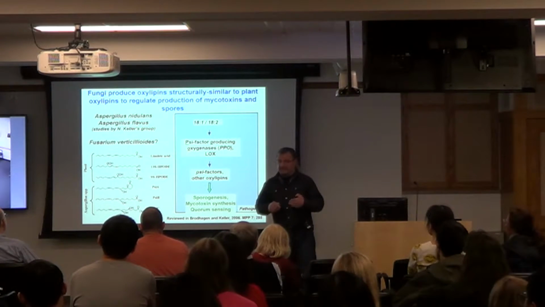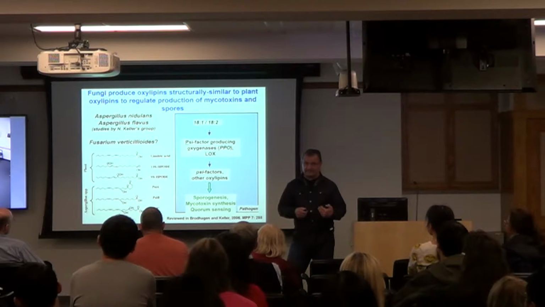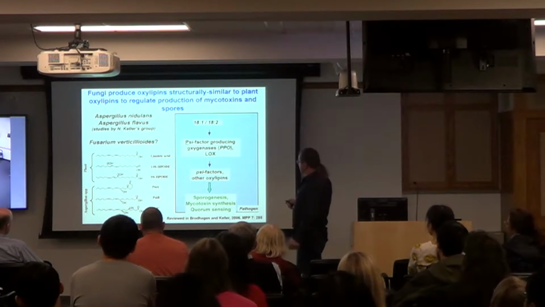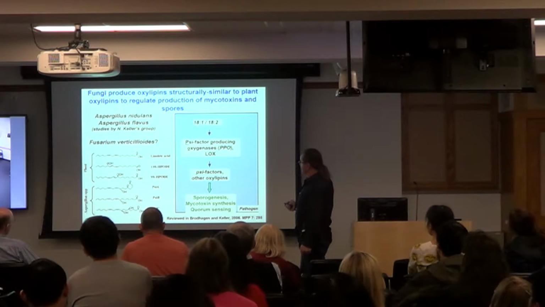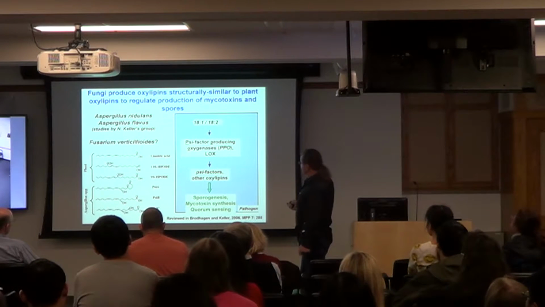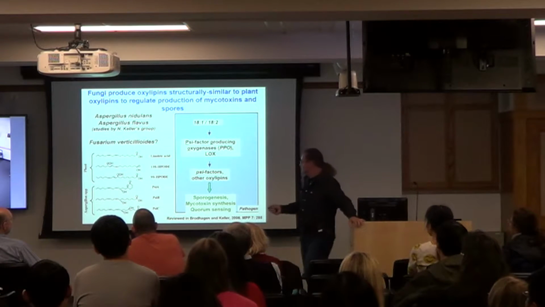So the idea about lipoxygenases having something to do with the regulation of mycotoxin production came from Nancy Keller's research, where she showed that when she disrupts oxylipin biosynthesis genes in Aspergillus, called psi factor producing oxygenases, named by Nancy as PPOs, lipoxygenases are also produced, and there is one lipoxygenase in Aspergillus flavus that produces another subset of oxylipins.